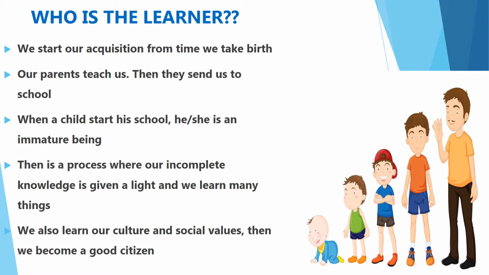So here I'm just trying to point out that a learner is someone who, if he wants to become a good citizen, learns in a school premise his culture and the social values that are given by his or her teachers. He learns that and then becomes a good learner or a good citizen. And from an immature being, he or she becomes a mature one. An incomplete knowledge becomes a complete one. So who is a learner?